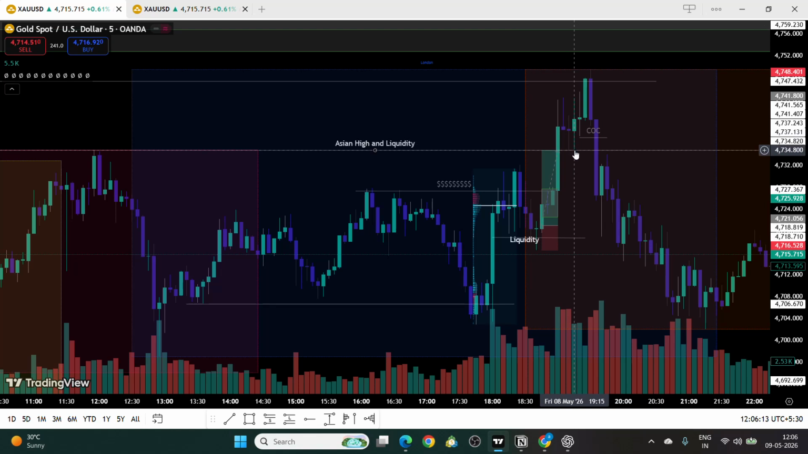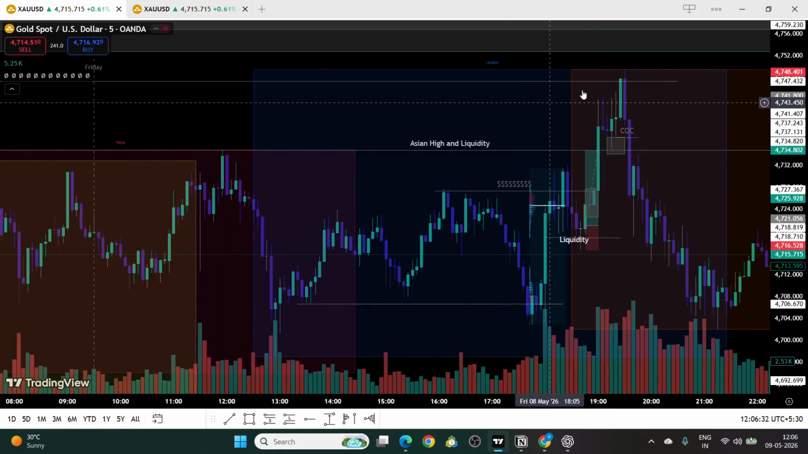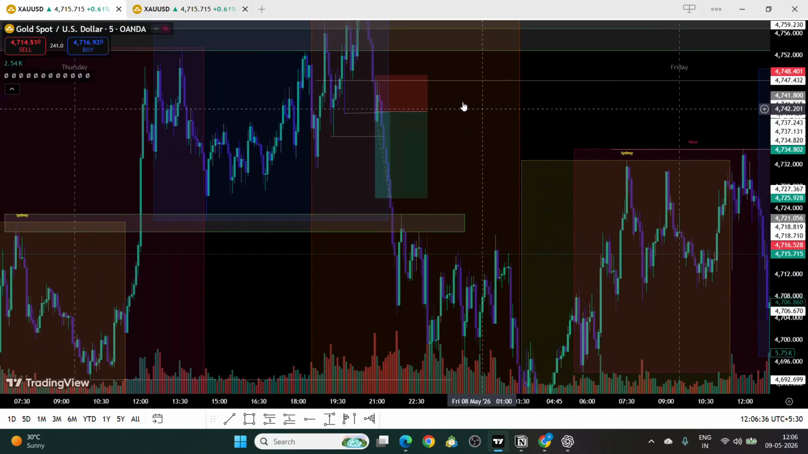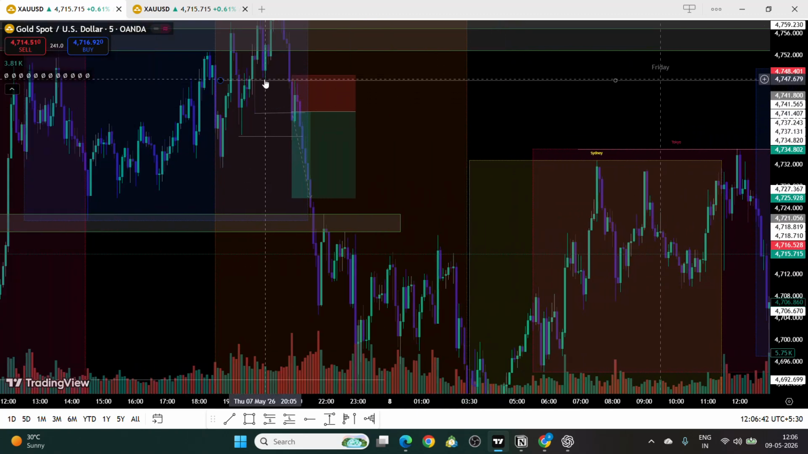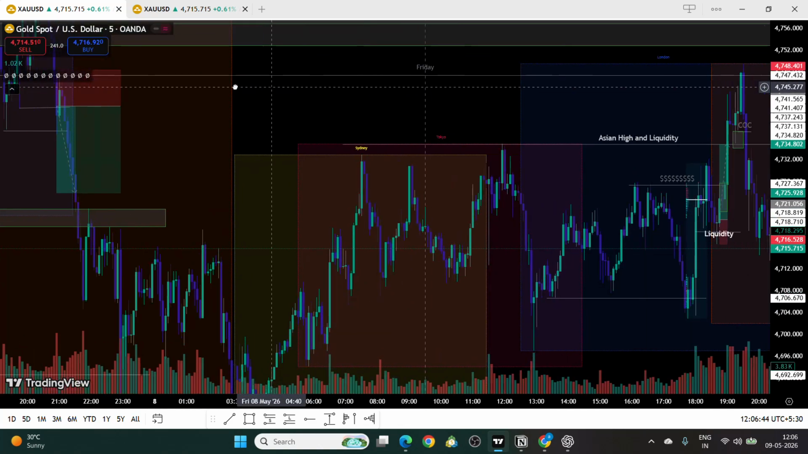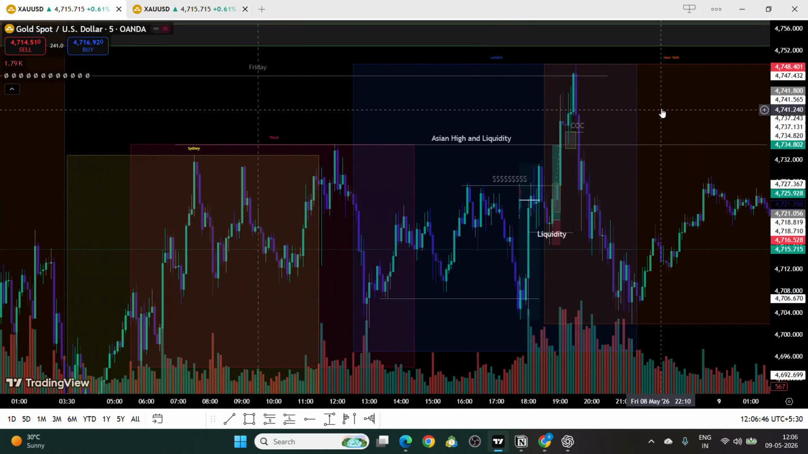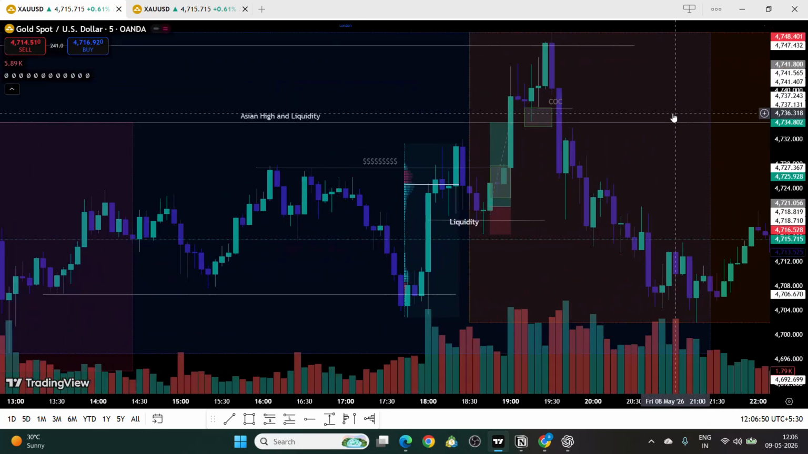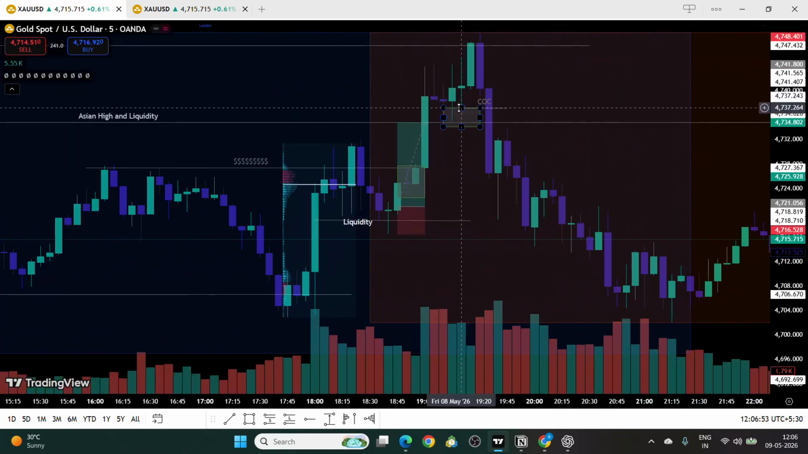So it moved all the way down, and it is acting as a support area at 4734, and all the way it is pushing up, and there is another level here. This is the one, and here was the previous day's entry I have taken. It went all the way up here, and then it took all the liquidity, and the price started reversing. But how we can take this as an opportunity, we will see.